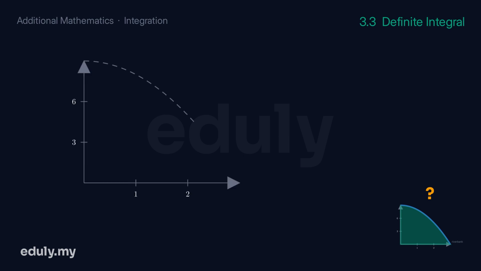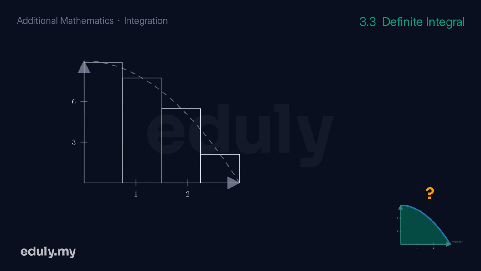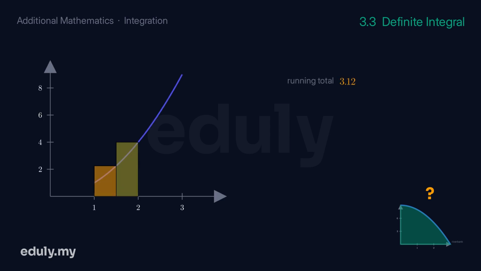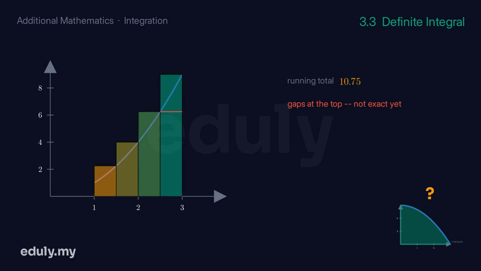Hold here and ask directly. If you only trust rectangles and triangles, what's your plan for a wobbly curved edge? Chop it into strips. Chop the strip under the curve into a few equal rectangles and add up their areas. You get a number close to the true area, but look at those gaps at the top of each strip. It's not exact yet.